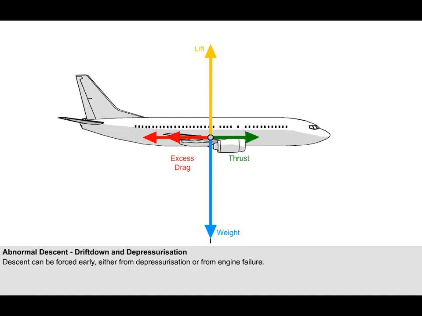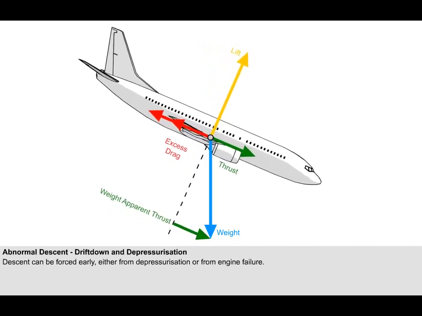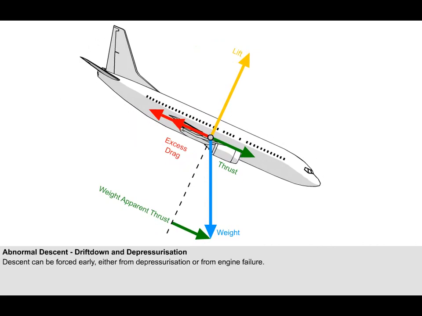The only solution is to descend to a lower flight altitude, where the remaining engine can provide enough thrust to balance the drag and allow level flight once more. To achieve this, the aeroplane is allowed to decelerate from the selected cruise speed to the velocity of minimum drag. Then the nose is lowered to get weight apparent thrust to balance drag.